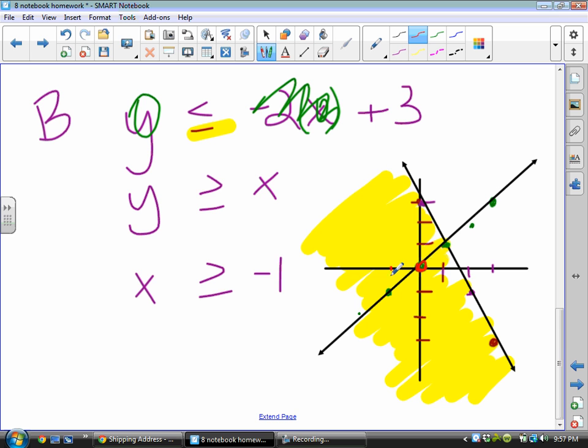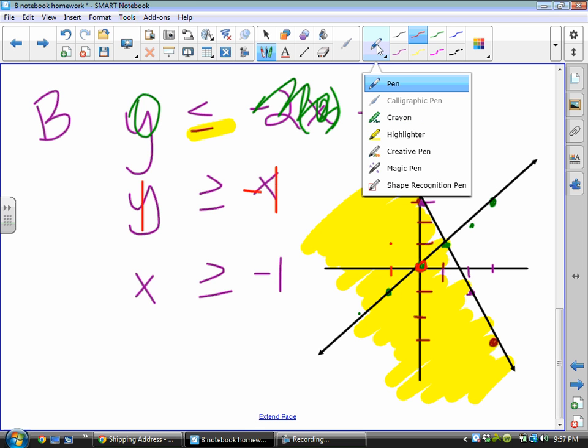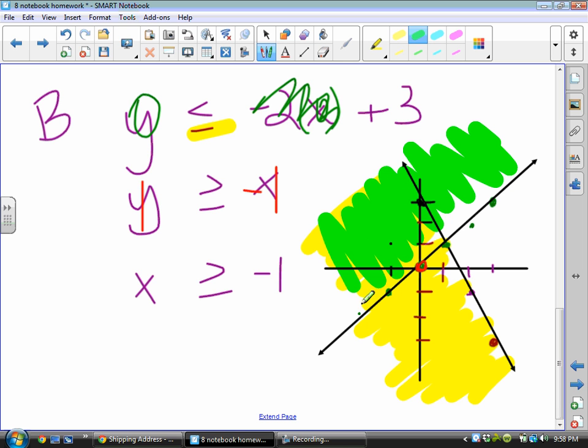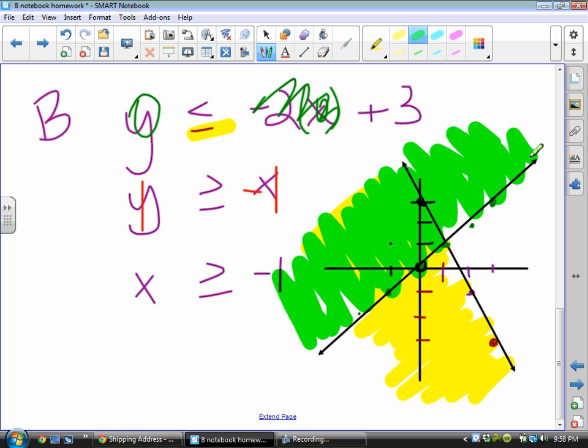So if I pick the point -1, +1, that means x is -1 and y is +1. Is 1 greater than or equal to -1? Yes. So let me use the highlighter. We're going to use some green now, and I'm going to shade where this point was, right there. So I'm going to shade all this stuff. So far our solution is where the yellow and the green cross. Okay.